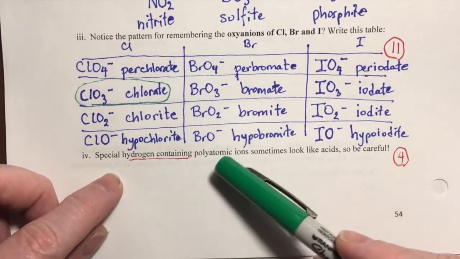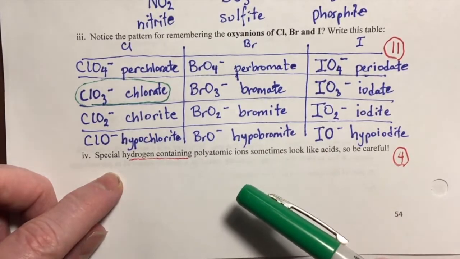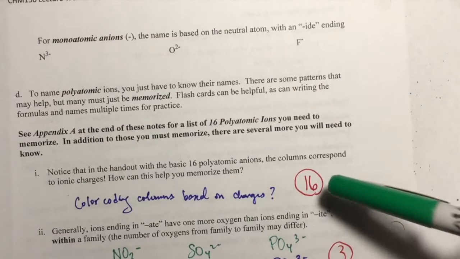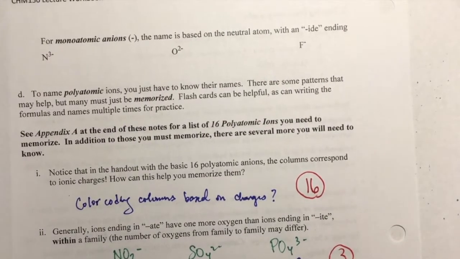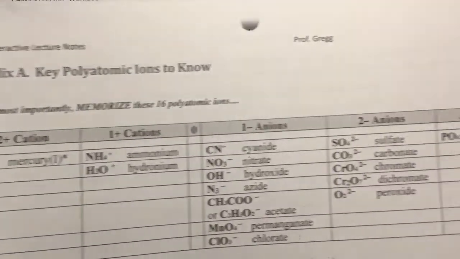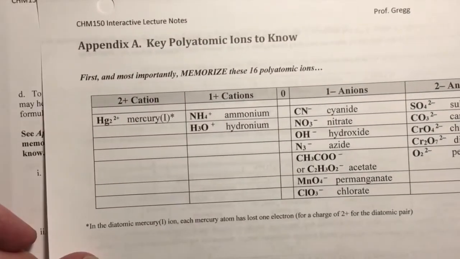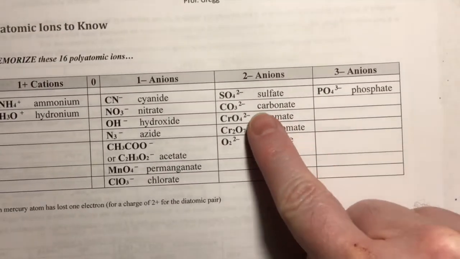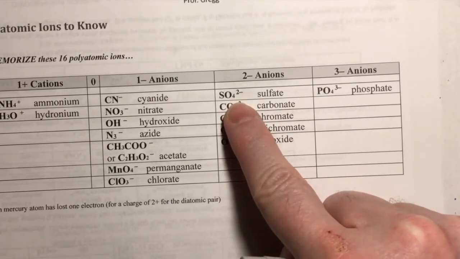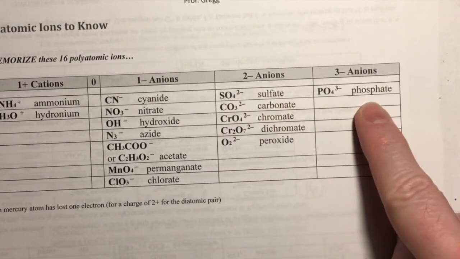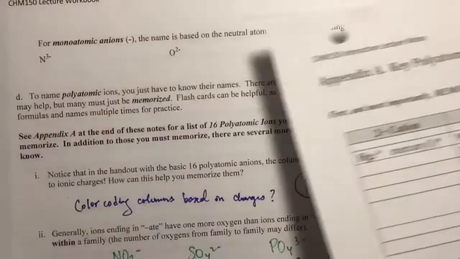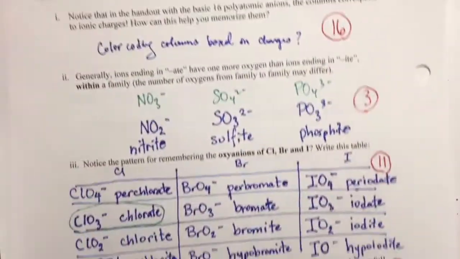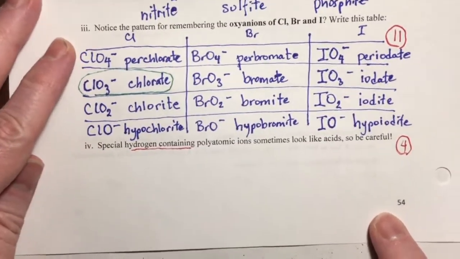These hydrogen-containing polyatomic ions are derived from ions that we have already learned up here in the list of basic 16. Remember these basic 16. And the ones that we are going to use to derive these are carbonate, sulfate, SO4 with a 2- charge, and phosphate. So I'm going to write those down first in green.